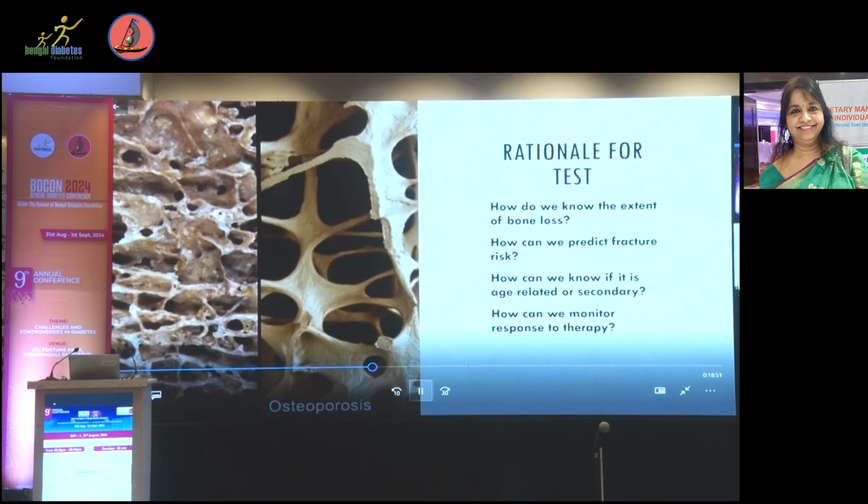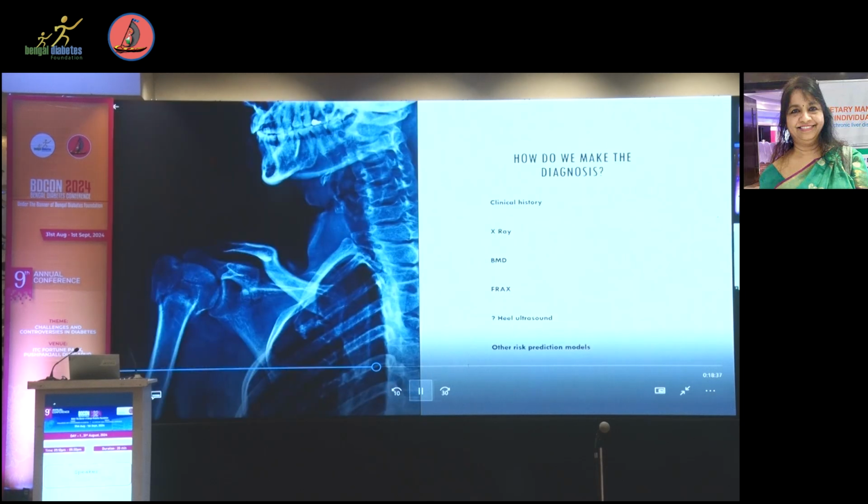So the rationale for testing is, how do we even know the extent of bone loss? How can we predict fracture risks? How can we know if it is age-related or secondary? And how can we monitor response to therapy? This is why we need to test the patient. And how do we make the diagnosis? It could be an X-ray, it could be bone density or FRAX. I would say primarily don't do ultrasound because it's not something that provides any useful information and could be misleading. And there are other risk prediction models that have been developed, like OSTA and COSTA and so many things like that.